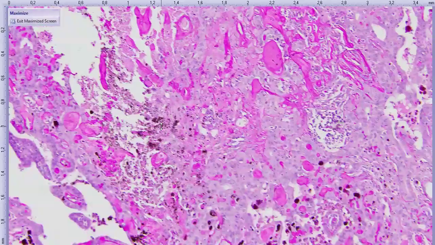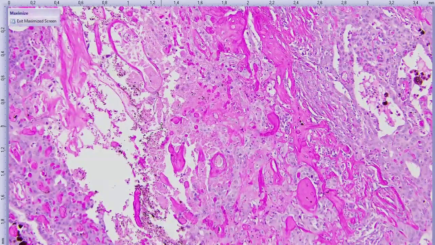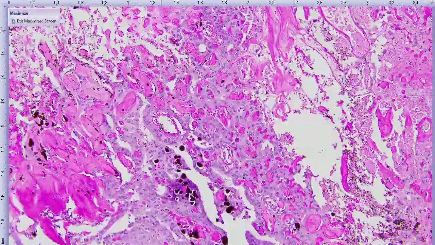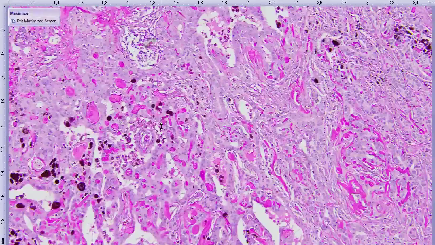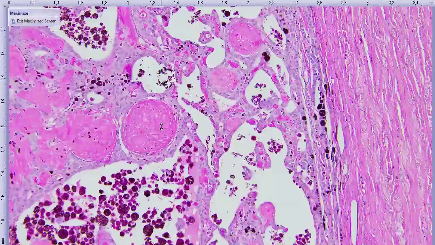PAS also works, I often joke, as chromotherapy. So if you're having a hard morning, just look at it for a little bit and it makes you a little happier, right? So you can see all these very thick basement membranes. Look at that.